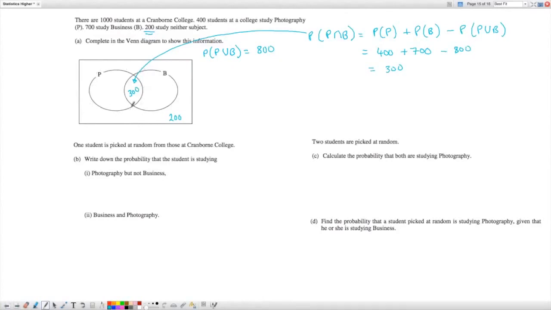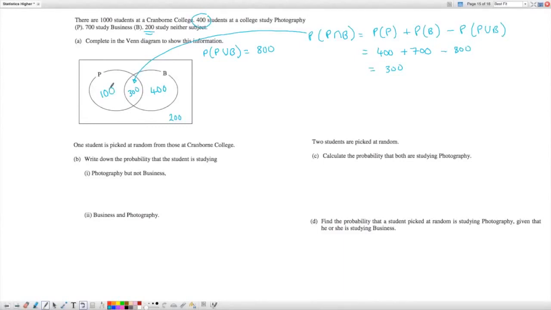So if business altogether is 700, subtract the 300, we have 400 in this category. Sorry, the other way around, that was for business. Let me put that in the right place. So for business, we have 700. Subtract the 300. So we have 400 students studying business. Photography only has 400. Subtract the 300. So we have 100 students here for photography.